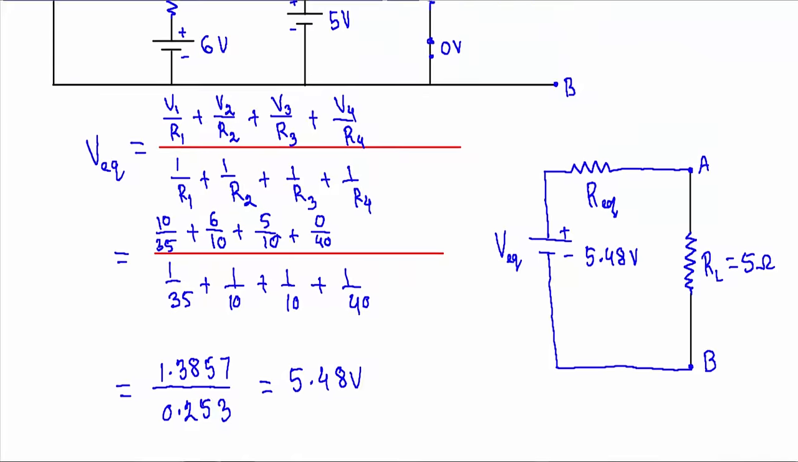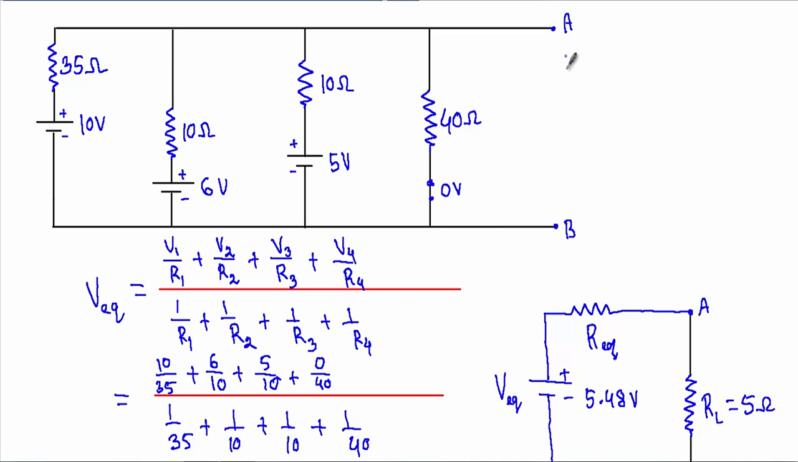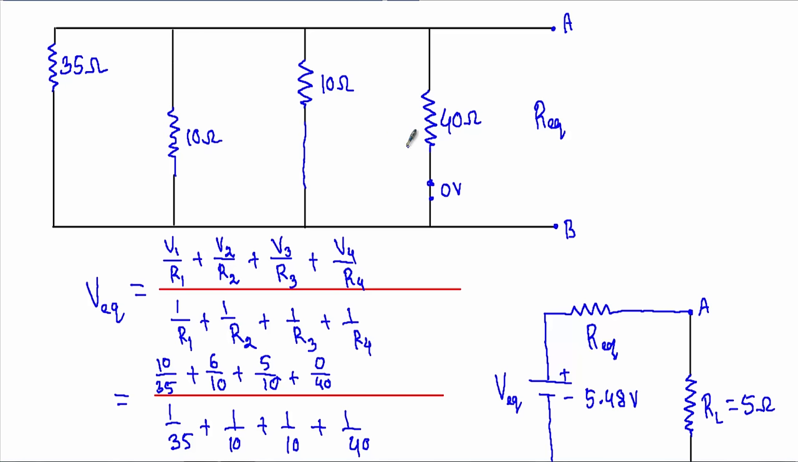See, this network will have a voltage source of 5.48 volt. After that I will calculate R equivalent, the resistance with respect to these two terminals. In some books you will see this denoted as Thevenin equivalent resistance or Norton equivalent resistance. While calculating it, I will replace the voltage sources with short circuits and current sources with open circuits. After replacing the voltage sources with short circuits, our circuit will look like this. Now with respect to this A and B terminal, this 35 ohm, this 10 ohm, this 10 ohm and this 40 ohm resistances are connected in parallel. Therefore I can calculate R equivalent using this formula.